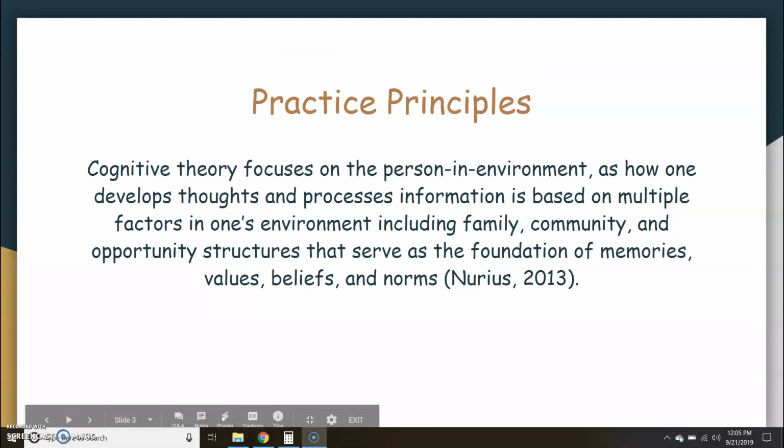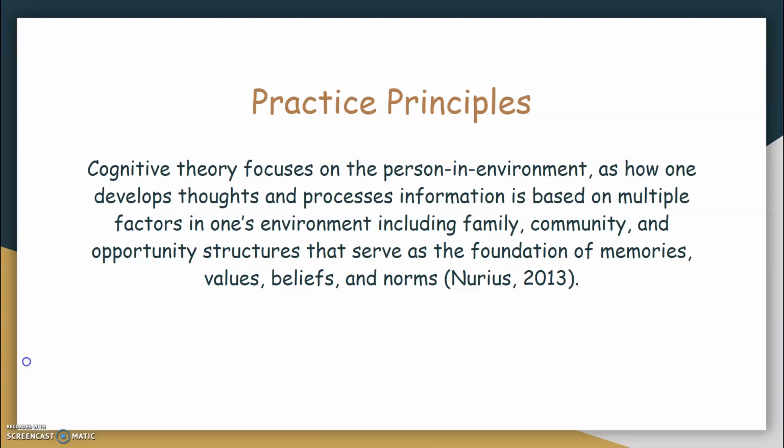Nurius states that in the cognitive theory, practitioners focus on the person and environment perspective. This perspective guides understanding to how factors in the environment lead people to develop thoughts and process information in order to develop beliefs, values, and norms.